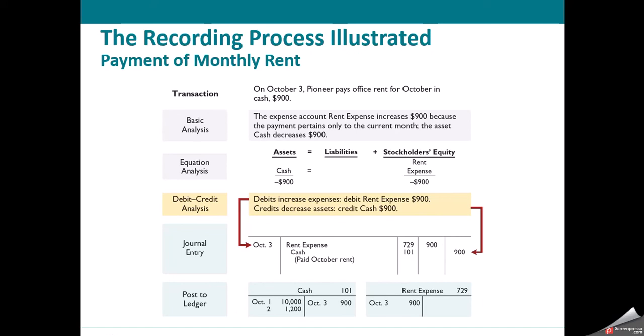Okay, then we pay $900 for rent. So we pay, which means our cash goes down, our assets go down, and our rent expense is going to be our debit. To me, that's a little bit confusing, but ultimately because it's going to reduce our net income and go into the stockholders' equity, that's why they're showing it over here. But when we come to our journal entry, we debit the rent expense and we credit the cash. So rent expense goes up, cash goes down.